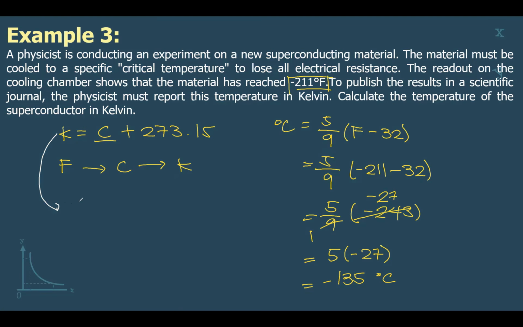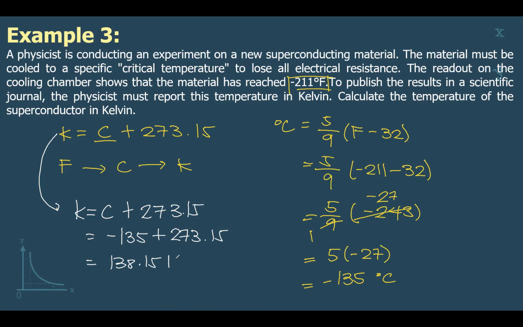Now, using this formula, we have the K is equal to C plus 273.15. Let us use now the Celsius, which is negative 135 plus 273.15. This will give us 138.15 Kelvin. And this is our final answer. Meaning to say po, the temperature of the superconductor in Kelvin is 138.15 Kelvin.